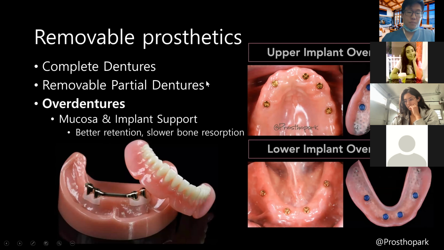Finally, overdentures. So basically, it's complete dentures that are supported by not only mucosa, but also implants. And because you have implants, you have better retention of the denture. And also, implants actually keep the bone from resorbing. It really slows down resorption. When the implant is in the bone, the bone tends to resorb much slower. So you can keep more of the bone.